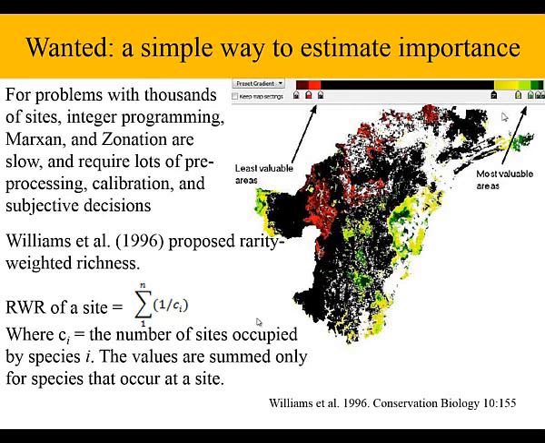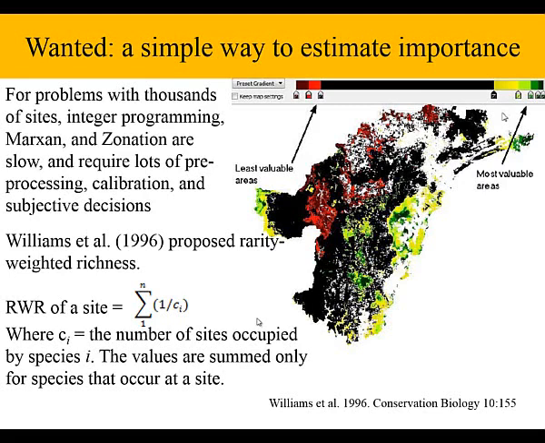They only occur there. So it's the sum of 1 over 1, 5 times. So its rarity weighted richness is 5, because it has 5 species that only occur there. I might have another cell that has 100 species, but each of those species occurs in 100,000 cells. So now I have 1 over 100,000, added up 100 times. So its rarity weighted richness is 0.0001.